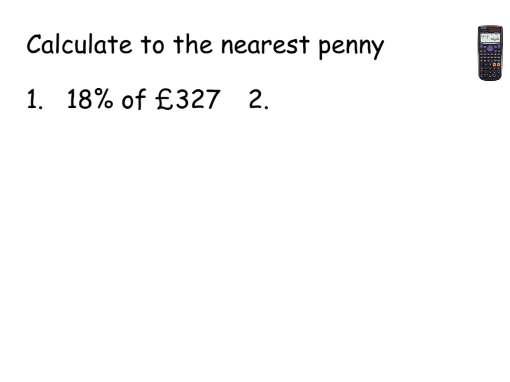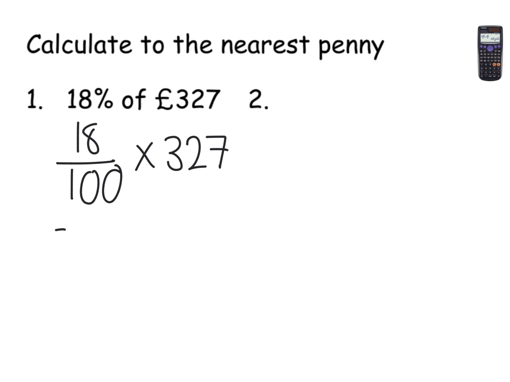The way I used to always get pupils to write this is I used to make them write it as a fraction first and think of 18% as being the same as 18 out of 100. So I would always say write as something out of 100 first. So I would get pupils to write 18 out of 100 times the amount of money. Now this is a valid method. And then they would go top divided by bottom times 327.